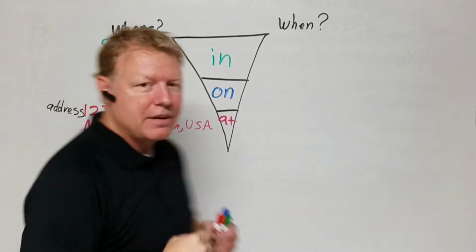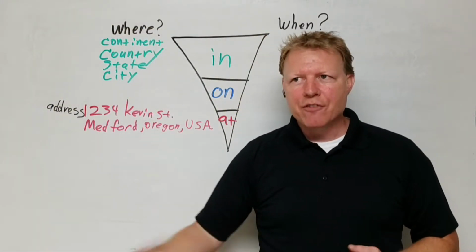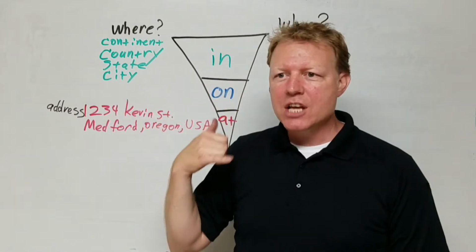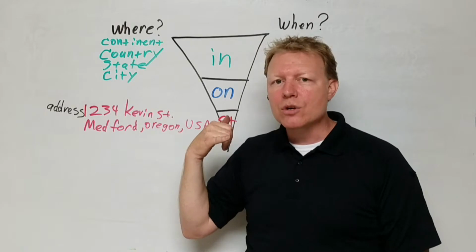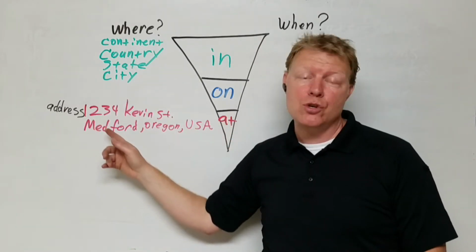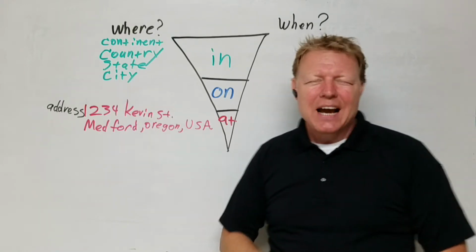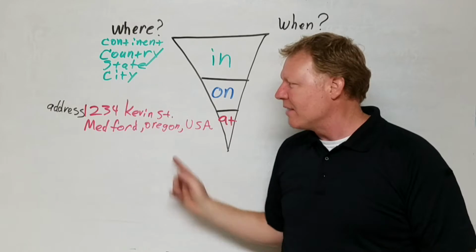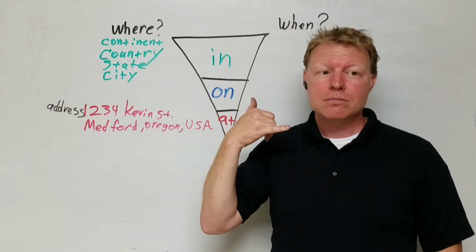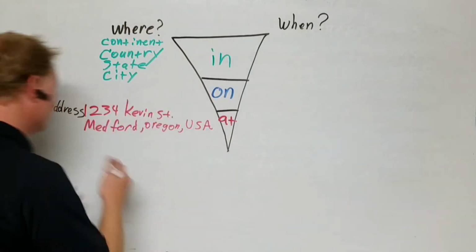Okay? We live at an address. However, when my friend calls, ring, ring, and I say, hello, and my friend says, hey, buddy, where are you? Where are you at right now? I don't say, oh, I'm at 1234 Kevin Street, Medford, Oregon, USA. No, I don't say all those words. I don't have to say that. What do I say? I am at home. I'm at home. I just used the word home.